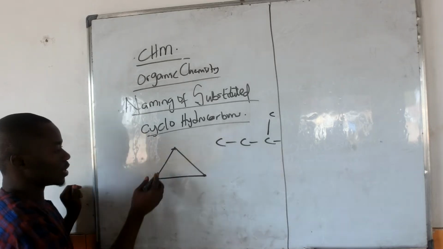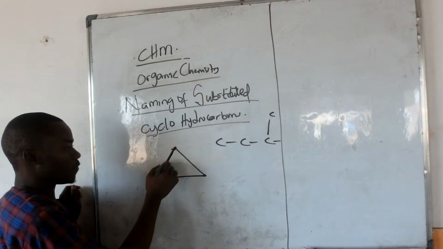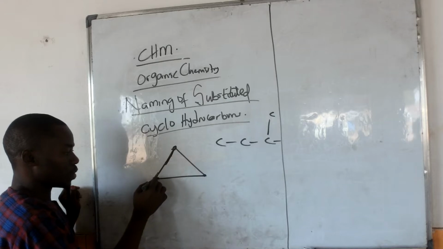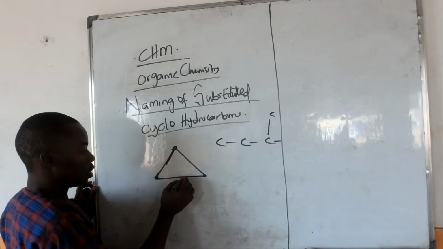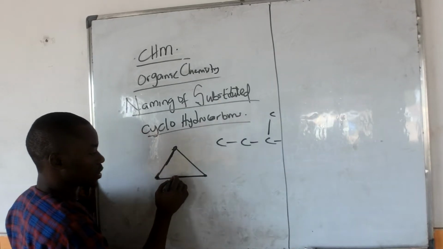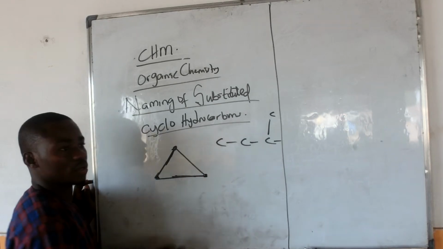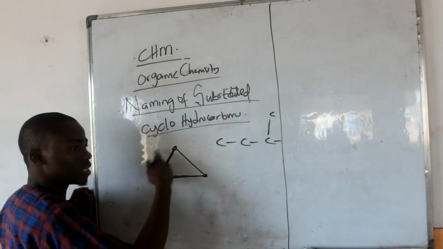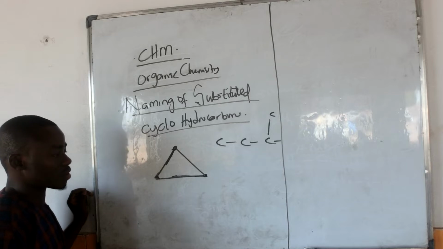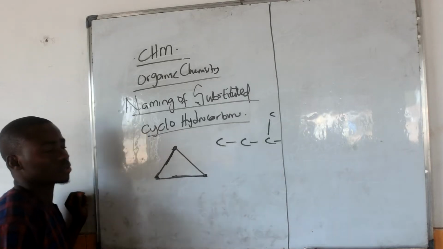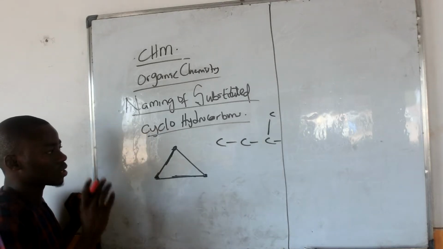But in this one, the carbon of this is linked to the carbon of this, and the carbon of this is linked to the carbon of this, in such a way that it forms a cycle. That's why we call it a cyclic compound. Why do we call it a cyclic compound?